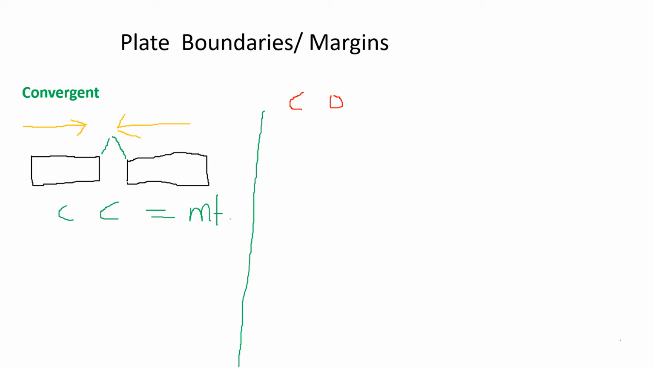What happens here? Where there's a continental and an oceanic plate converging, the more dense plate, which will be the oceanic plate, will subduct or will go under. All right.